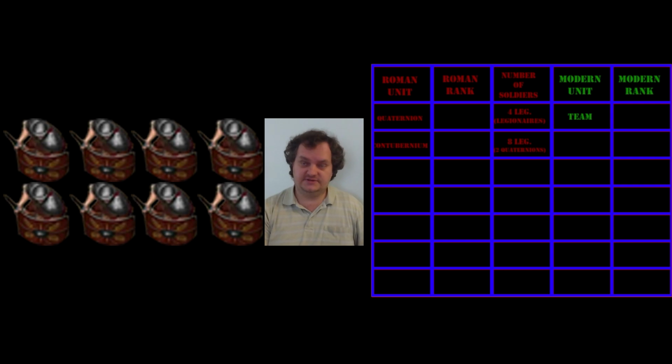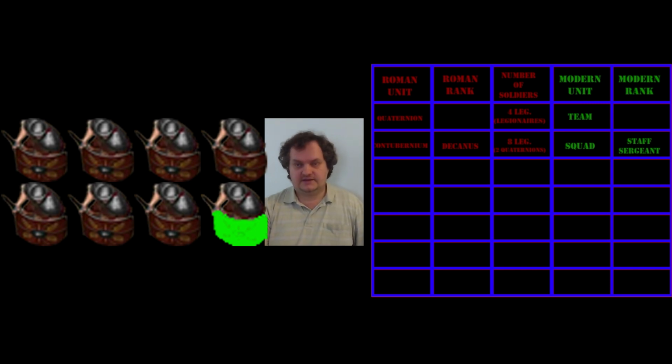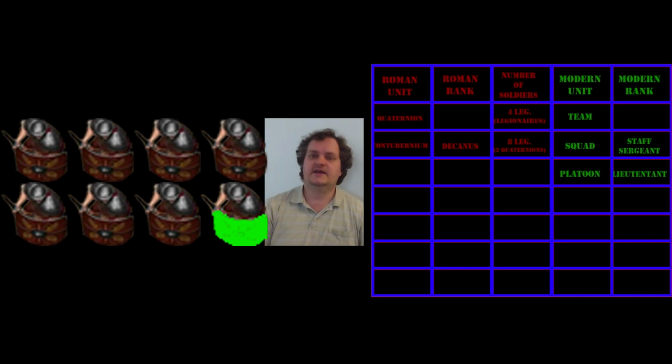The leader of the contubernium was called a decanus, meaning commander of 10. This would be your non-commissioned officers. These guys aren't officers, they're just leaders of these groups. Now, the modern equivalent is the squad, which in general is commanded by a sergeant. Staff sergeant being the lowest rank that can command a squad, but higher ranks can also be put in command. Now, modern armies also have a platoon, which is generally commanded by a lieutenant or higher. We don't have an equivalent rank in the Roman military.